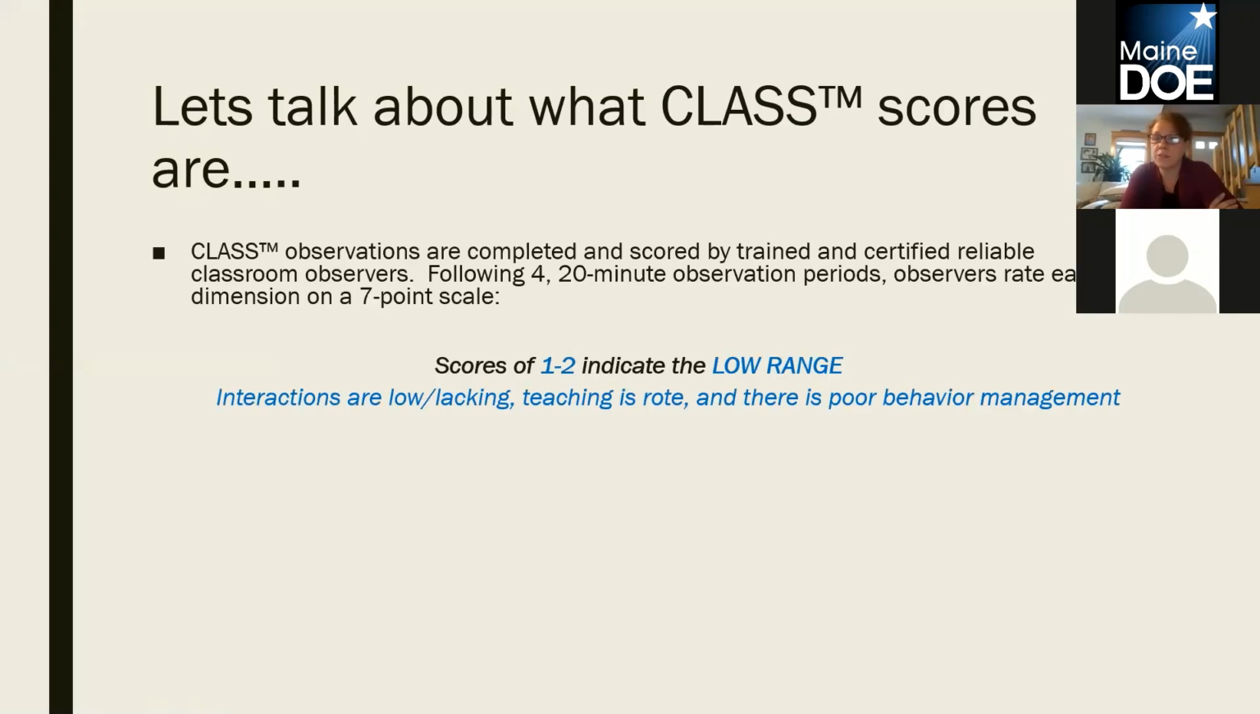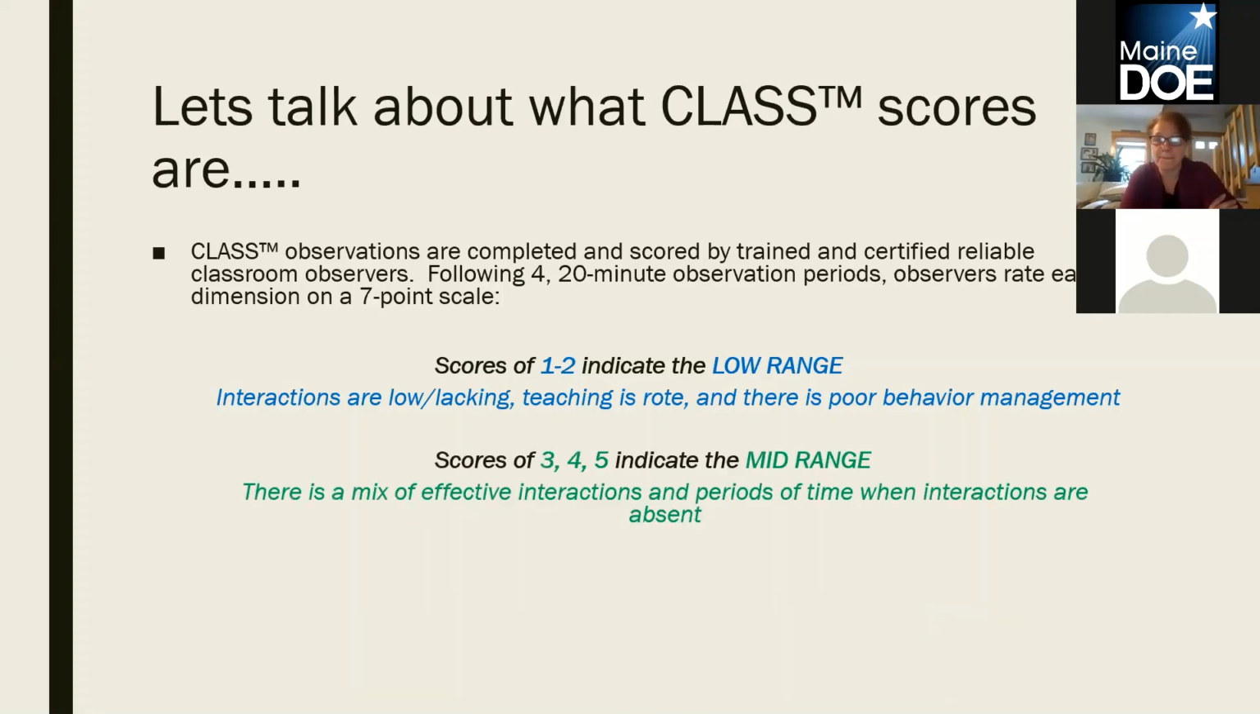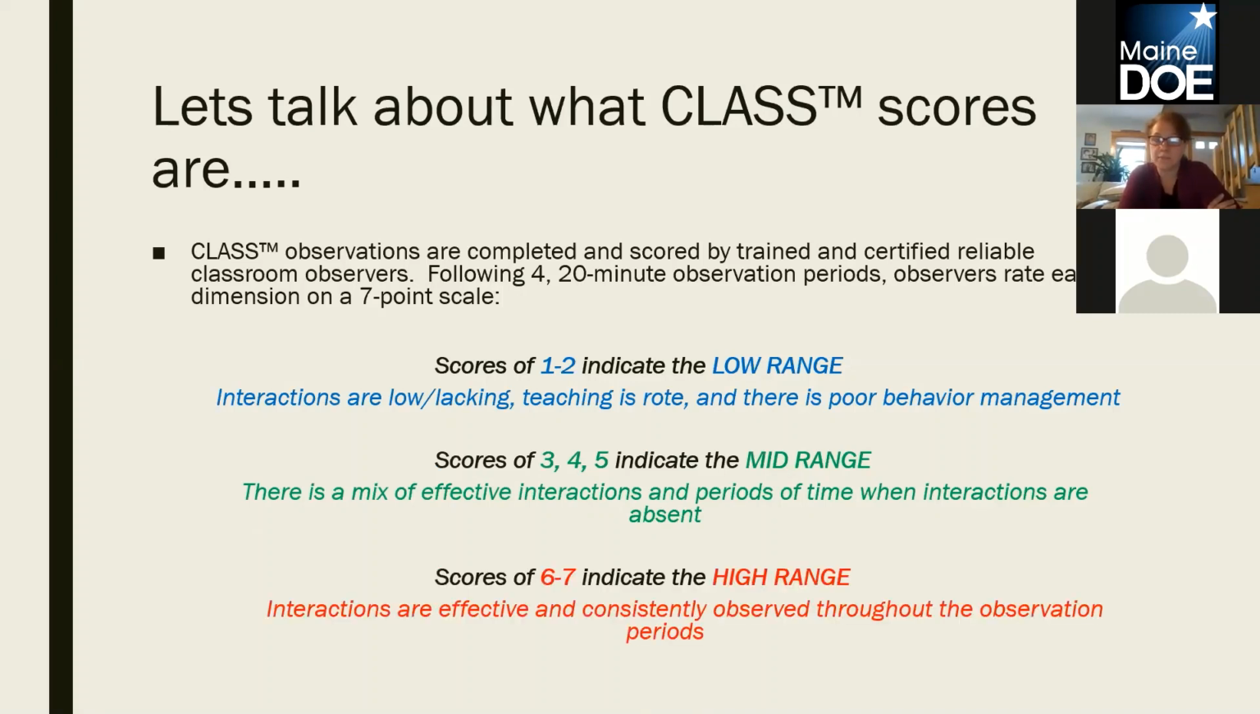Scores of 1 to 2 are indicative of the low range: interactions that are lacking, teaching is rote, and there's poor behavior management shown in the classroom. Scores of 3, 4, and 5 are indicative of the mid-range, where there's a mix of effective interactions and periods of time where interactions are absent. And then scores of 6 and 7 indicate the high range, where interactions are effective and consistently observed throughout the observation period.